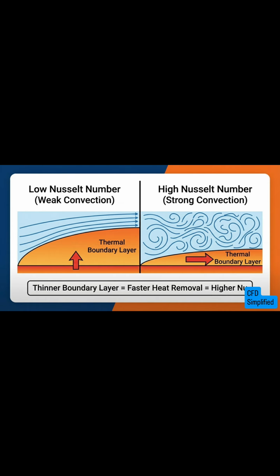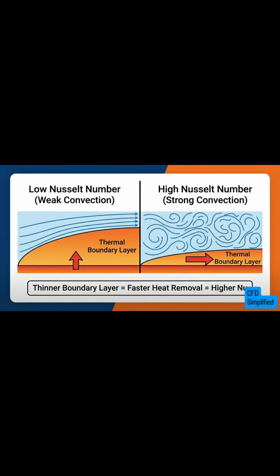The most common formula you'll see is Nu equals h times L over k, where h equals the convective heat transfer coefficient, L equals the characteristic length, and k equals the thermal conductivity of the fluid. This equation directly links fluid flow, thermal properties, and geometry, which is exactly why it's so important in CFD.